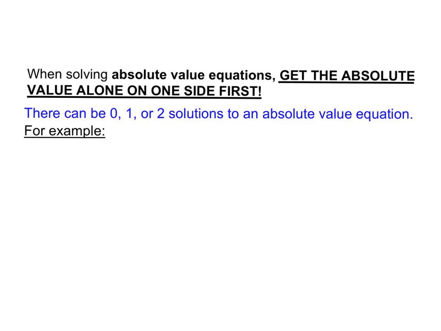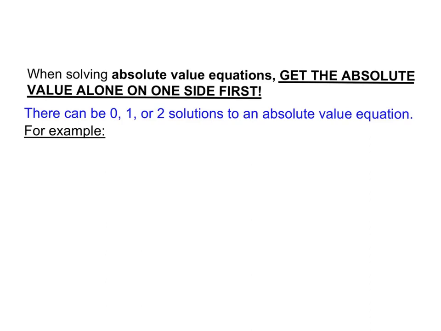And until you work with these a little bit, and until you get the absolute value by itself, you're not going to know if it's 0, 1, or 2 solutions. By getting that absolute value alone first, it's going to be easier to identify how many solutions there should be, so that when you're finished with the problem, you can feel confident that you've done it correctly.